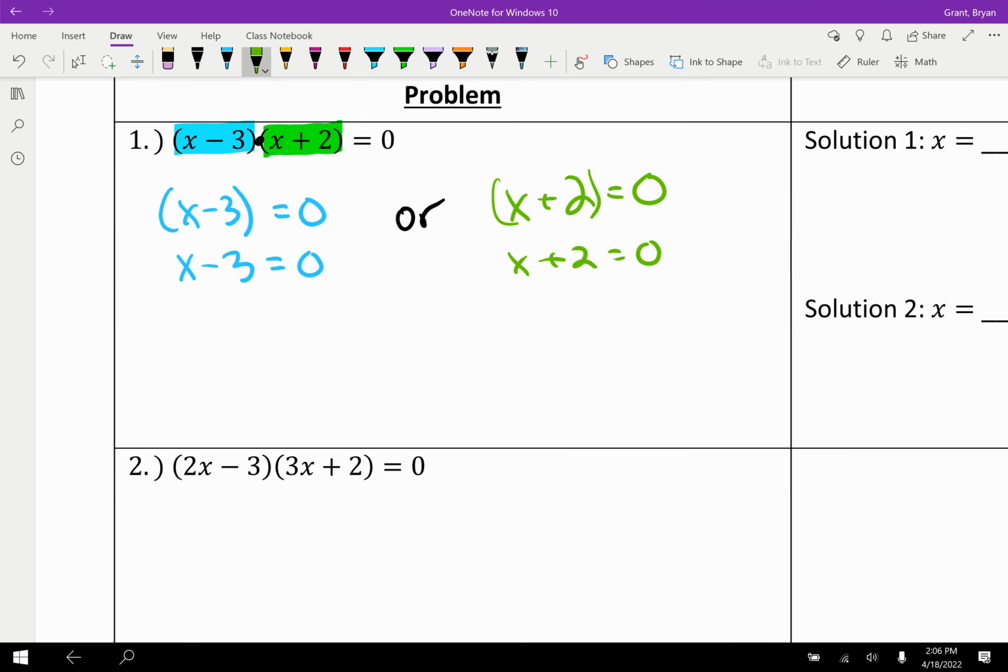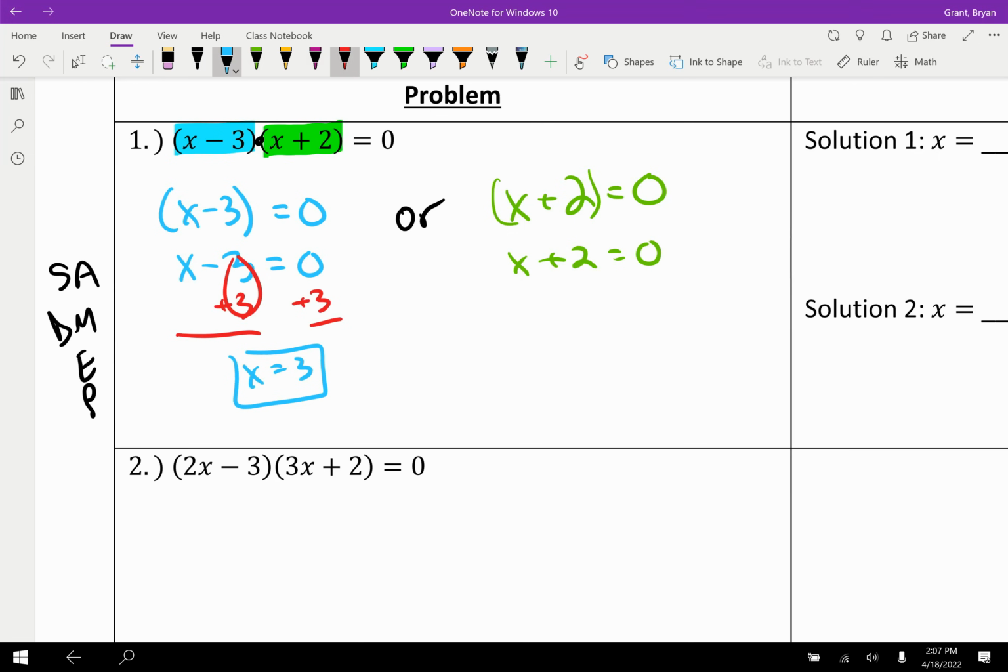Once we're here, it's just a matter of isolating x, and so now we're back to SADMAP because each one of my small equations only has a single x. So for my first one, I'm going to add 3 to each side, right? Undoing the minus 3 leaves us with x equals 3. Our second one, we're going to subtract 2. And this leaves us with x equals negative 2. And we found our two answers.